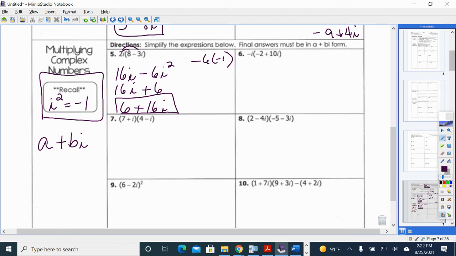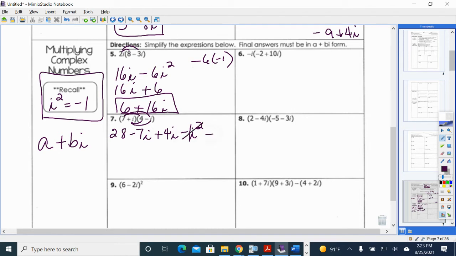Number 7 is going to be using FOIL. Some teachers call it FOIL. We can just distribute 7 times 4 and 7 times negative i. So 28 minus 7i. And then you distribute the i times 4 is a positive 4i. And then i times negative i is a negative i squared. And again, y'all, as soon as I see i squared, I think negative 1. Now, what happens when we multiply things by negative 1? They simply just change the sign. So this negative 1 that's in front of the i squared is going to become a plus 1.